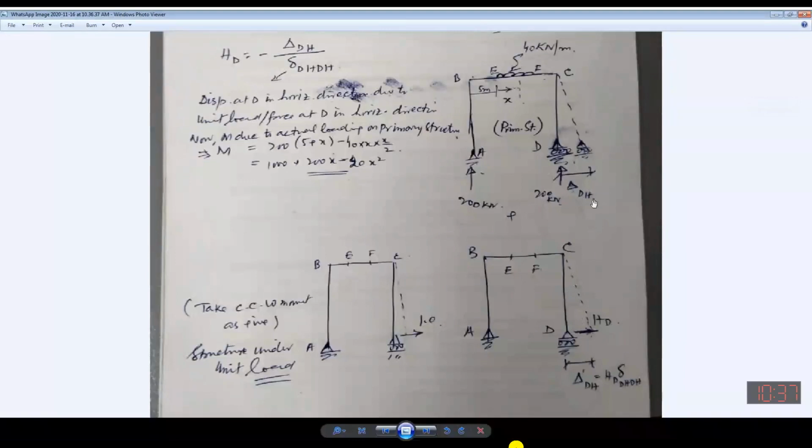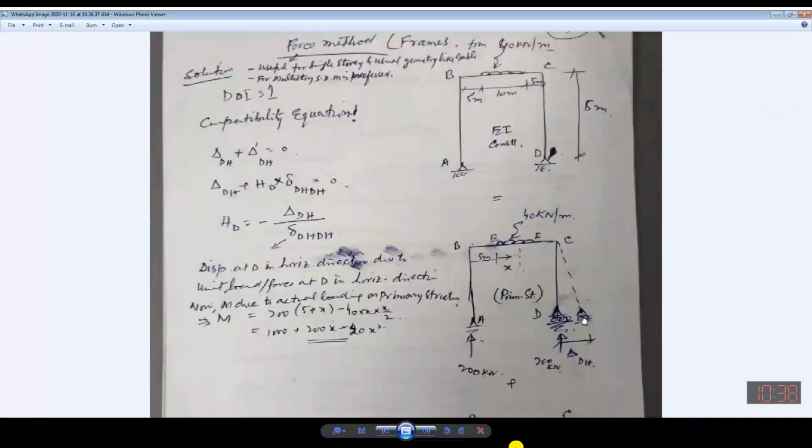Now, the ultimate requirement is that the summation of these two displacements must be zero. This is delta dH under the effect of this actual loading, and delta dash dH under the effect of this redundant. Both the summation of these two must be zero. Must be zero means this vertical limb must be in contact with the support. This is our compatibility.